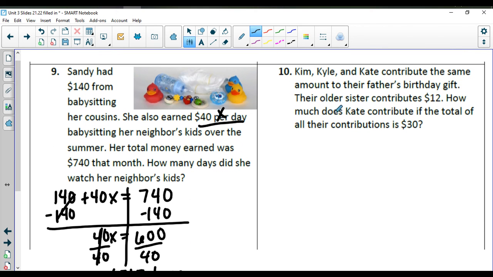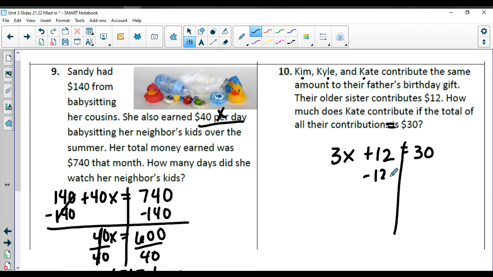Question number 10, Kim, Kyle, and Kate contribute the same amount to their father's birthday gift. Their older sister contributes $12. How much does Kate contribute if the total of all their contributions is $30? So this is your equals number. Their older sister contributes 12, and 3 of them, Kim, Kyle, and Kate, all contribute the same amount. So that's going to be listed as 3X.